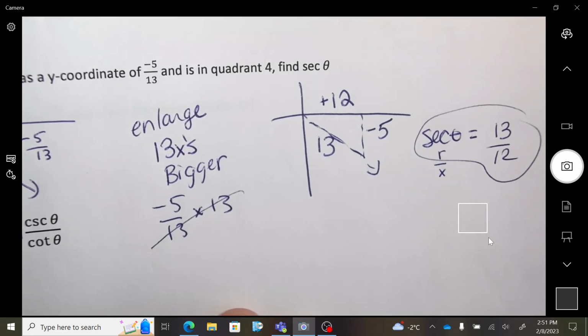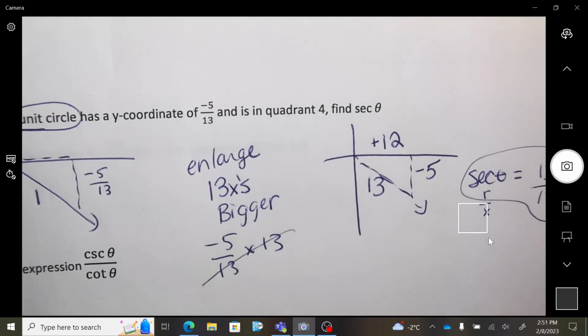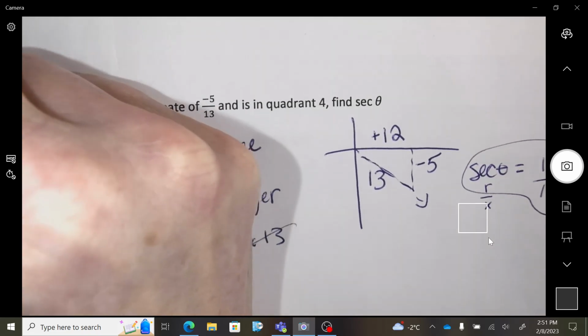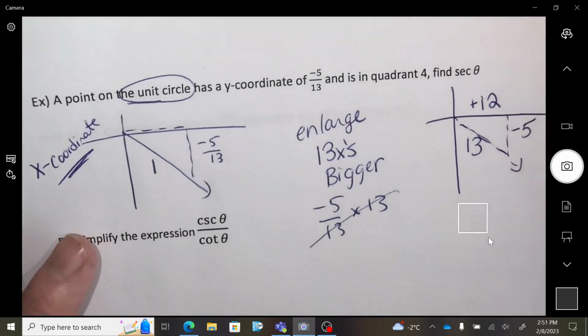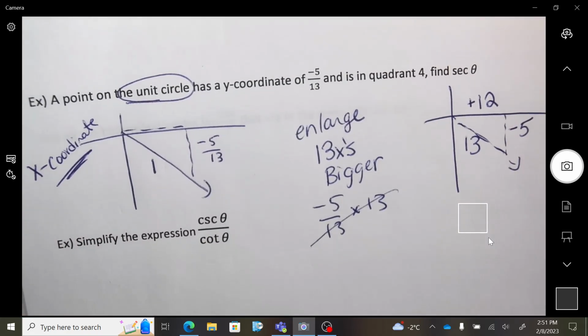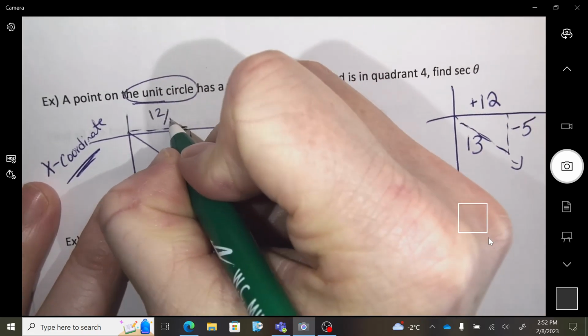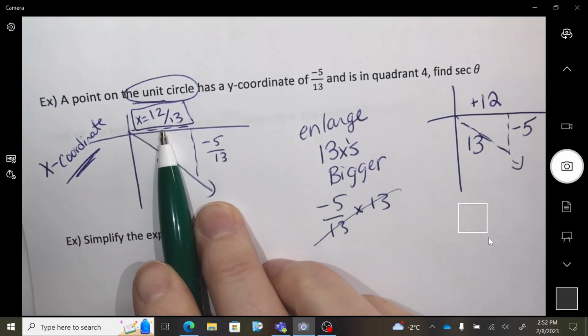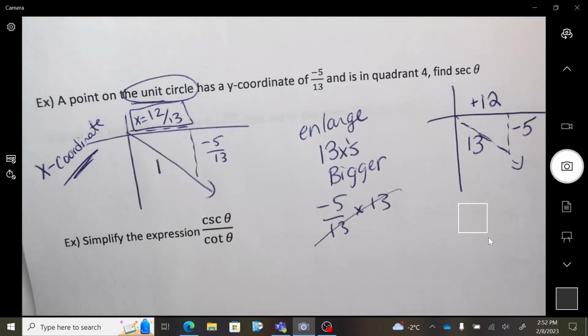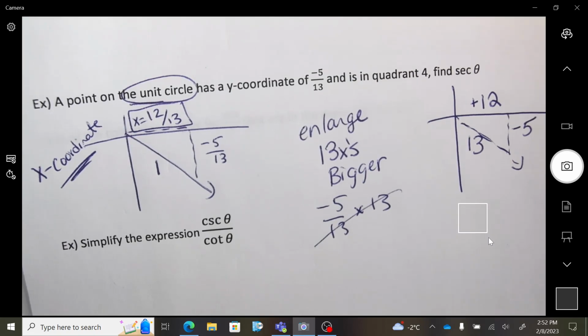Perfect. There could be a different variety of an answer. I might say, what is the x coordinate? And if I said that, I have to get myself back to the original. How do I go back from enlarging? Divide by 13. So if I asked you just the x coordinate, I'm going to shrink my triangle back. Just put it over 13.